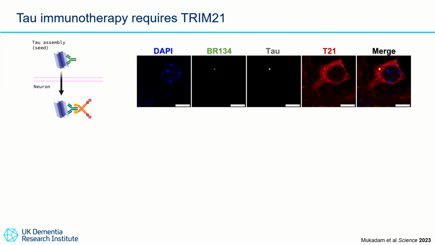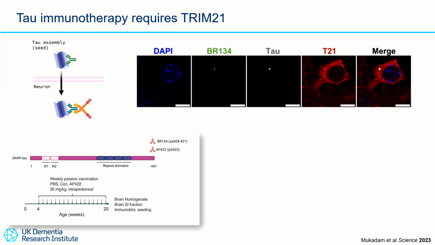So an experiment that we did was to ask whether, like viruses, tau assemblies could import antibodies with them into the cells. So these are neurons incubated with tau assemblies, which themselves have antibodies coated onto them. As you can see here, these tau assemblies make it inside the cell with this antibody, in this case called BL134, inside the neuron, and TRIM21 latches onto it.